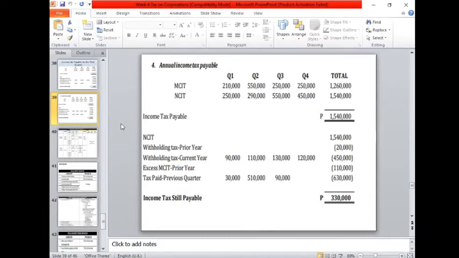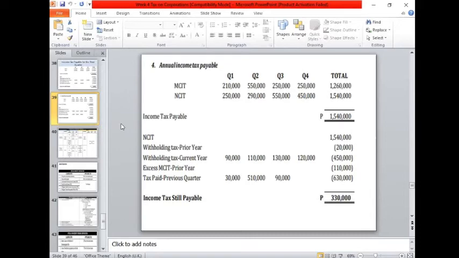Then let's have the following deductions as the tax credits. The withholding tax prior to the year, 20,000. The withholding tax of the current year, for the whole quarter, for the quarter 1, 90,000, quarter 2, 110,000, quarter 3, 130,000, and quarter 4, 120,000, with a total of 450,000, and the excess minimum corporate income tax prior to the year, which is 110,000, and the tax paid on previous quarter, which is 30,000 on the quarter 1, 510,000 on the quarter 2, and 90,000 on quarter 3. So that with a total of 630. So it means that the income tax payable for the quarter 4 is 330,000.